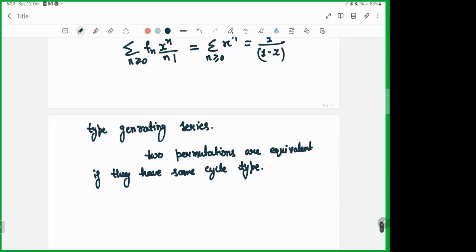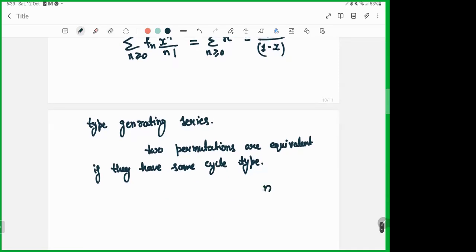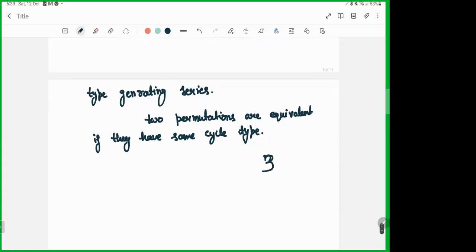So suppose you have n symbols. What are the possible cycle types? Suppose n equals three. Either you have a cycle of length three, or a two-one type, or a one-one-one type. These are all the possible types in the three case, right? So this is basically a partition of n. For each n, two permutations are equivalent if they have the same cycle type. So fn tilde equals the partition number of n.